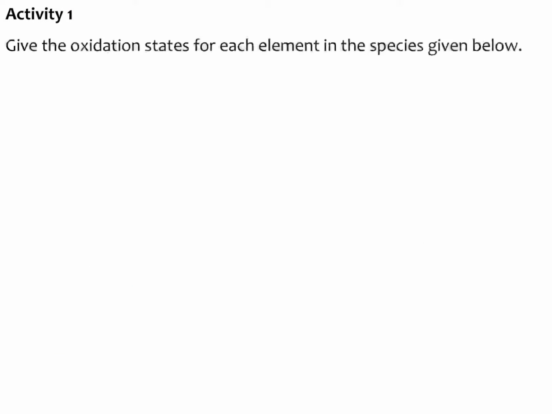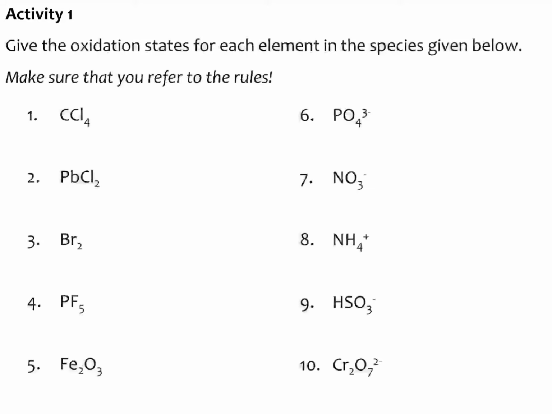Now we've been through some examples, it's your turn. Activity 1. Give the oxidation states for each element in the species given below. Make sure that you refer to the rules. This isn't a test. Have those rules in front of you and use them as you practice. There's 10 to have a go at. Work out the element oxidation state for each one. Pause the video and the answers will follow.